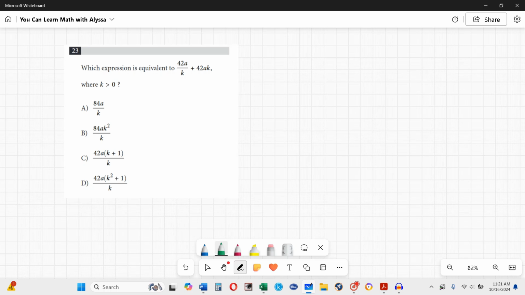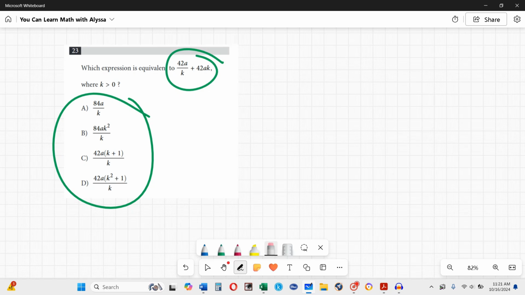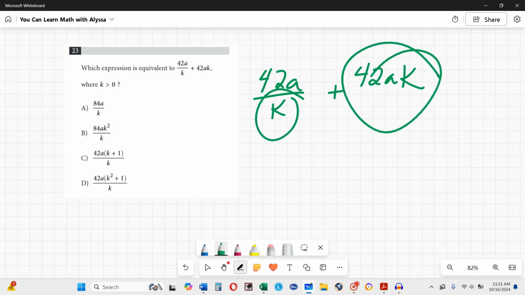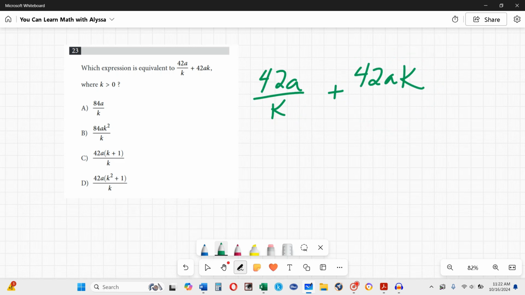It's fine. Okay, now if you notice, our answers all are a single fraction. So that's our clue that we need to combine these. We need to add them together. If you need to add two fractions or two things and one of them's a fraction, they must have the same denominator before you can add them. So here I have 42a over k plus 42ak. Now I cannot add them because this is not a fraction with a denominator of k. It has to be a fraction with a denominator of k in order to add them.